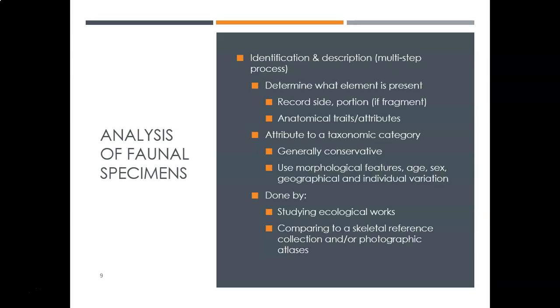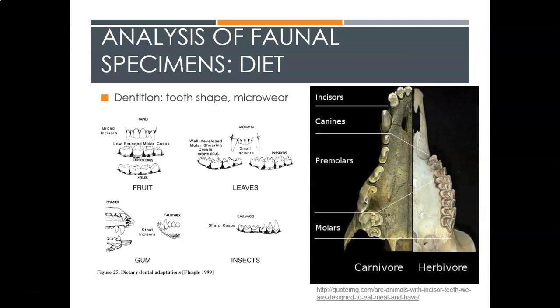So the key way that we do all of these things is not only by studying ecological works, but by using reference collections and photographic atlases, and increasingly online 3D models as well, that will assist us with our identifications and analyses. Then once we've done all that, we can get into quantitative analysis, and I'll talk about some of those towards the end of this.